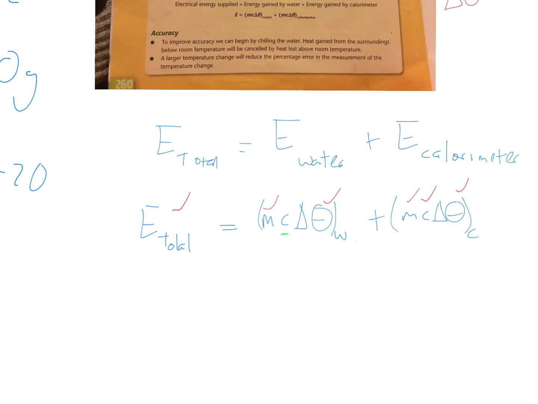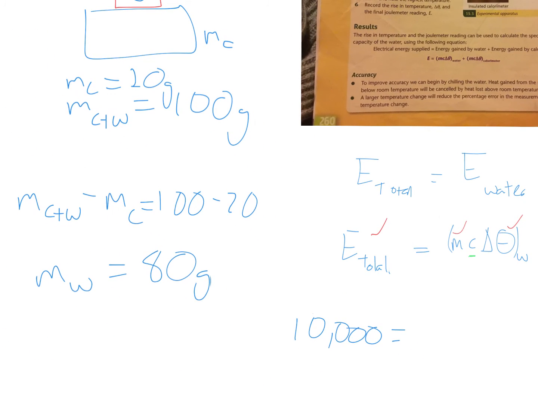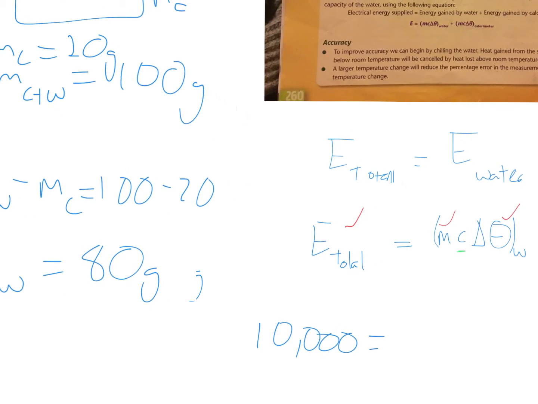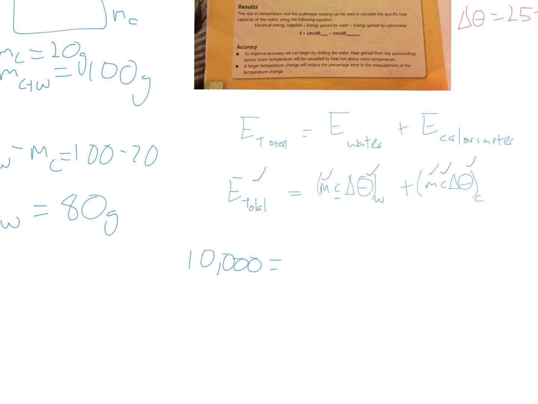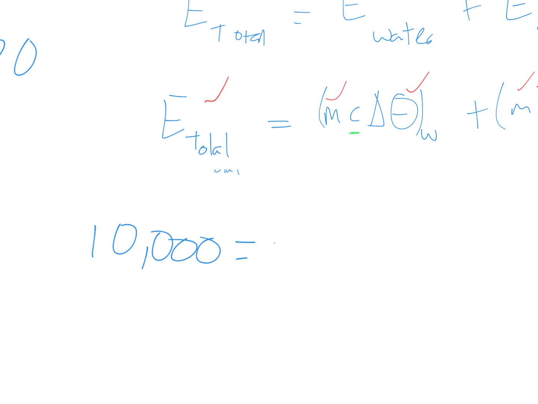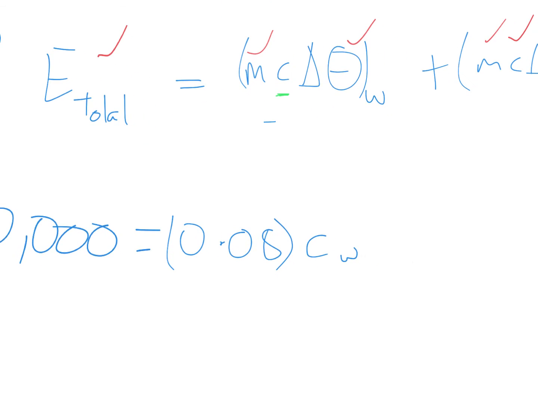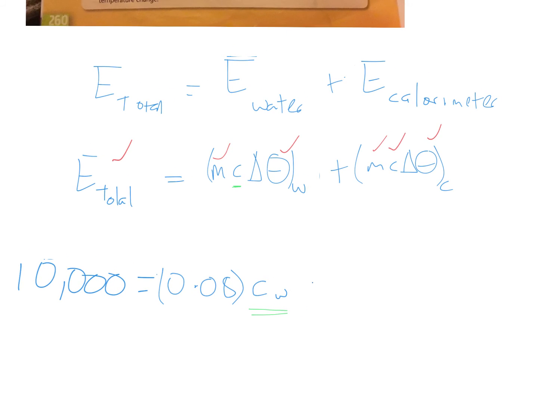Let's say we measure the total energy that goes in as 10,000 joules. The mass of the water here we said is 80 grams. So to go from grams to kilograms, we divide by 1,000. It's going to be 0.08 kilograms. Specific heat capacity of water, we actually don't know that. Again, that's specifically what we're trying to figure out. The change in temperature for water, we already calculated as 10.